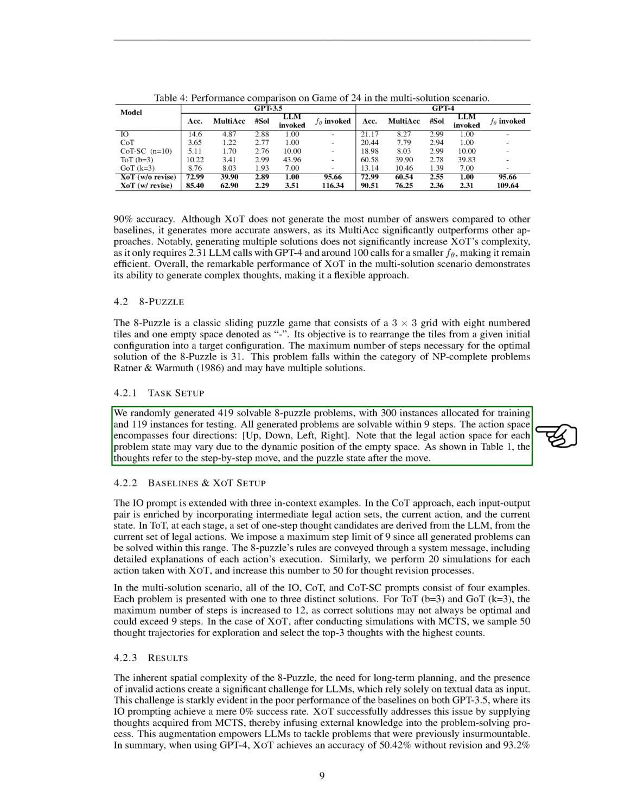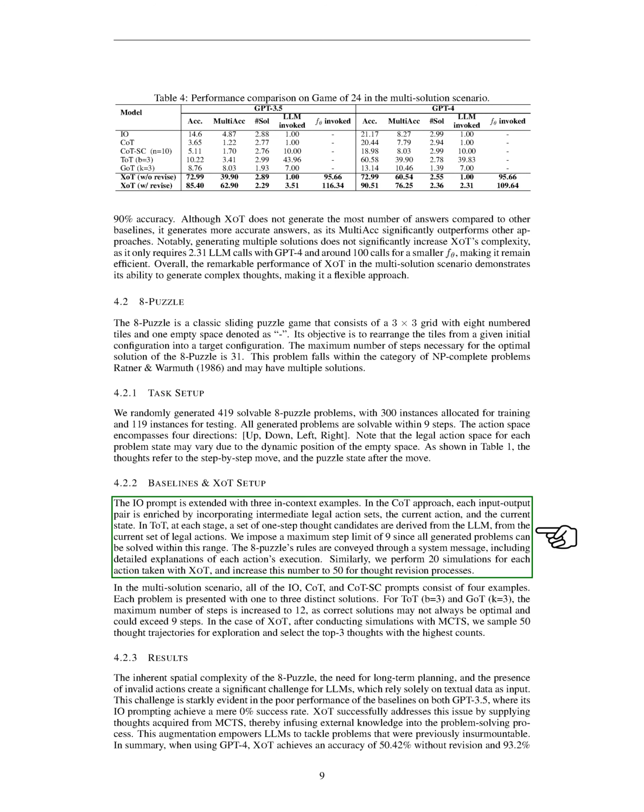For the task setup, we randomly generated 419 solvable 8 puzzle problems, with 300 instances allocated for training and 119 instances for testing. All generated problems can be solved within 9 steps. The action space includes 4 directions: up, down, left, right. Note that the legal action space for each problem state may vary due to the dynamic position of the empty space. As shown in the table, the thoughts refer to the step-by-step move, and the puzzle state after the move.